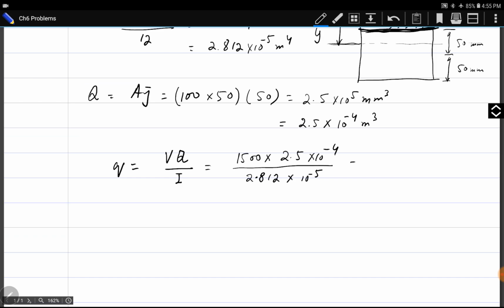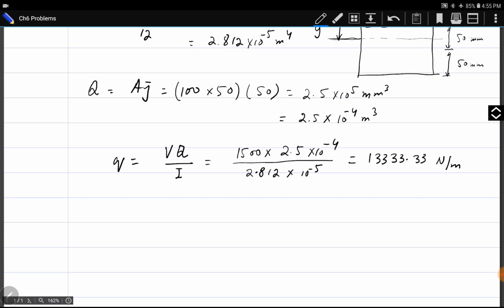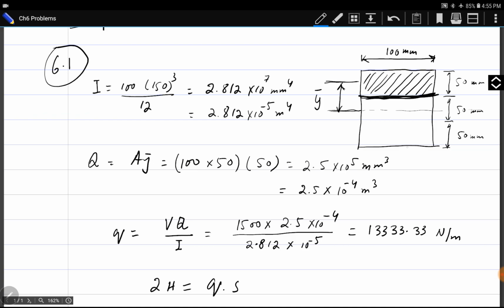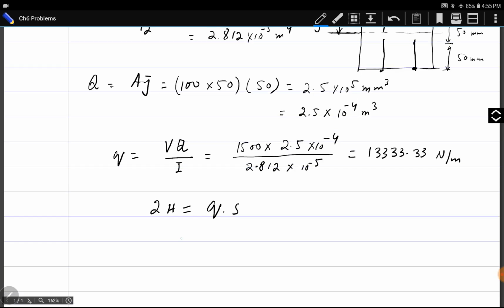Okay, so Q becomes 133.33 Newton per meter. Now, as we know, 2 times the horizontal force is equal to Q into S. 2 means we have 2 nails in each plank here. So we need double force: 2H is equal to Q into S, or S is equal to 2H over Q. H is given to us, it is 400 newtons, and Q has been calculated.